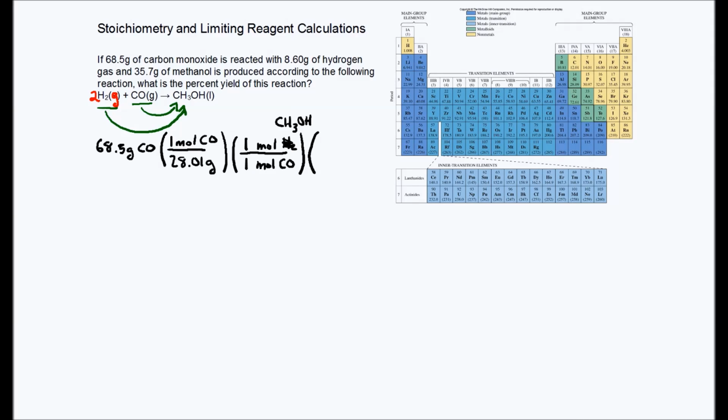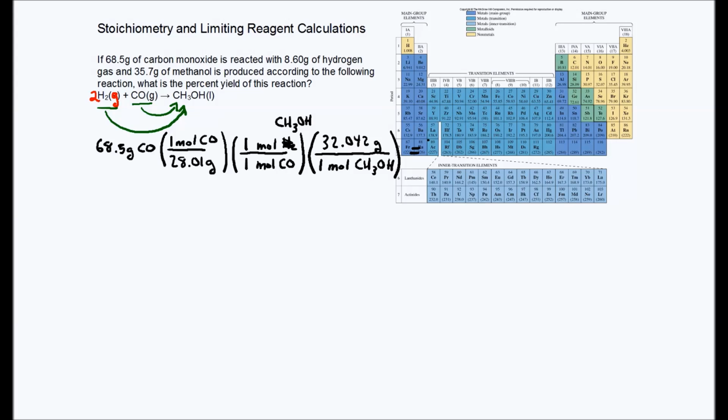And now I can convert from moles of methanol, so 1 mole of methanol, I can use its molar mass, which I can find from the periodic table. I have 1 carbon, so 1 times 12.01. I have 4 hydrogens, 4 times 1.008 for hydrogen, and 1 oxygen, 1 times 16 for oxygen. Excuse me. So 32.042 grams.